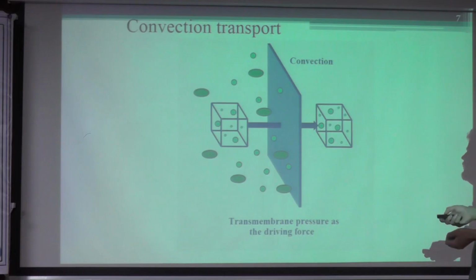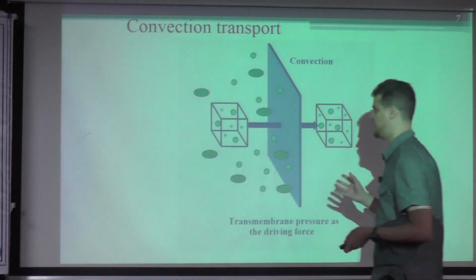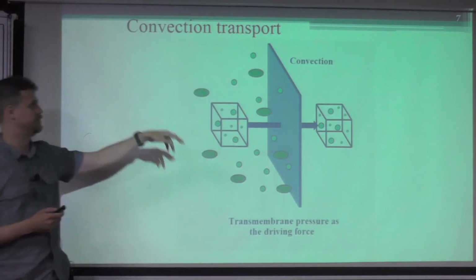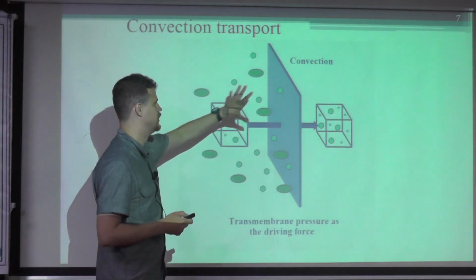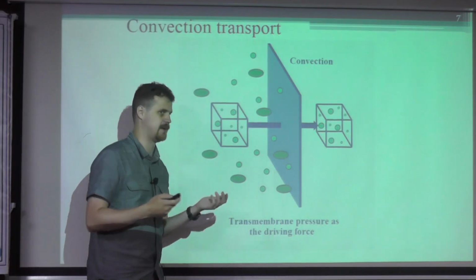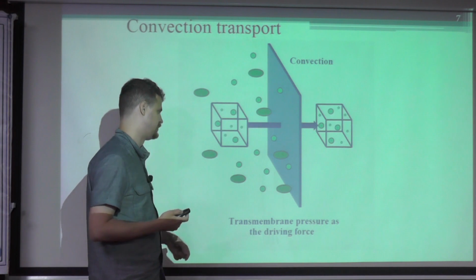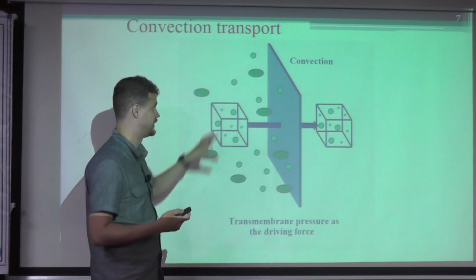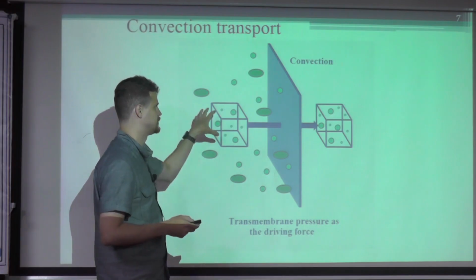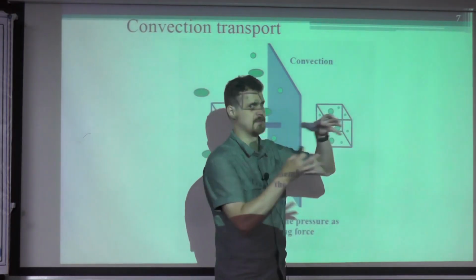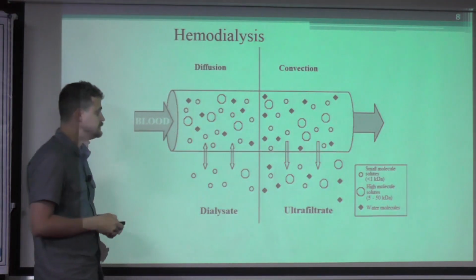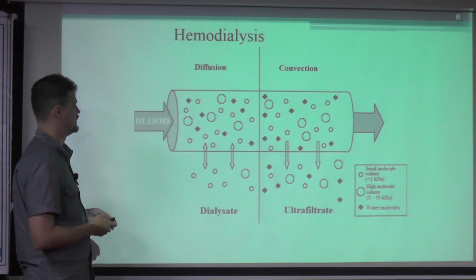Convection transport happens when some amount of the large-sized molecules are transported through the membrane with some volume of water. It's a transport that can happen due to transmembrane pressure as the driving force of convective transport. So it's actually not a diffusion, but a transport of some solutes with some amount of water that goes through the semi-permeable membrane.